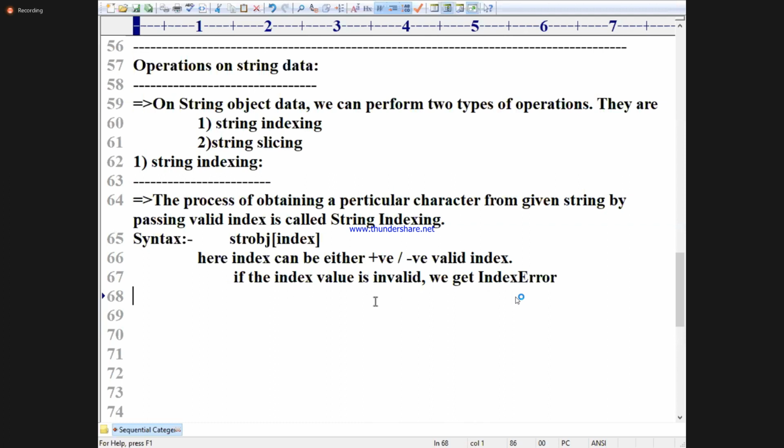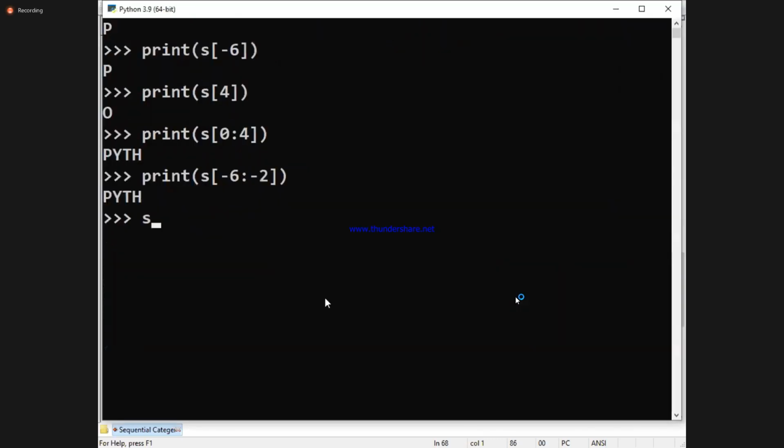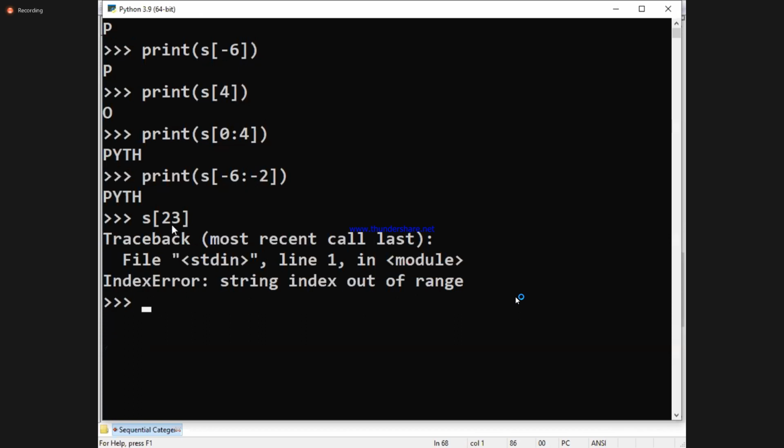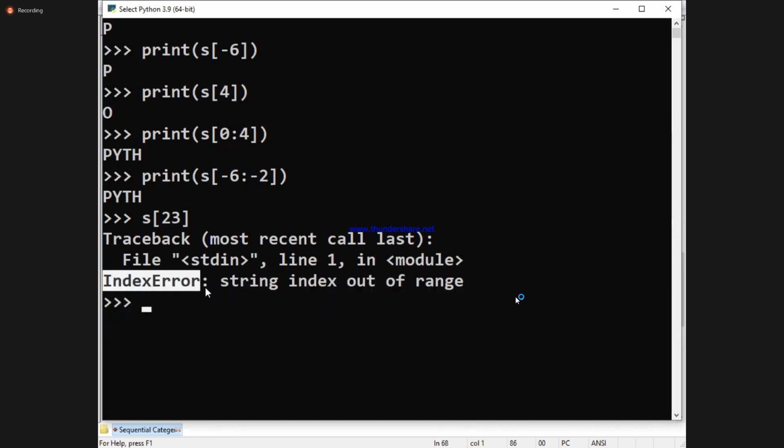So we get an index error. Now let me show you the index error once. Here I am writing S of 23. In S there is no index called 23. What is that error called? Index error. This index error, just remember the word, is called an exception.